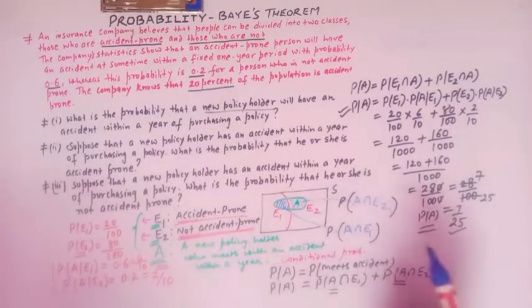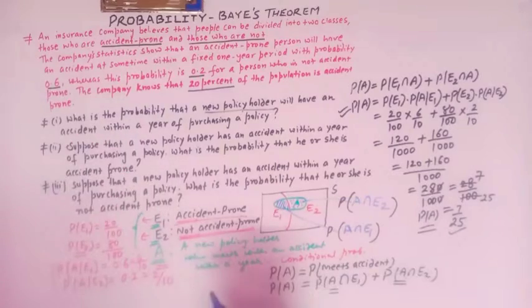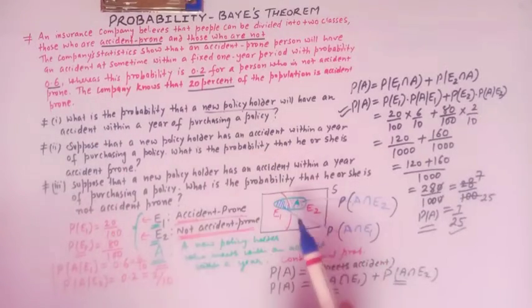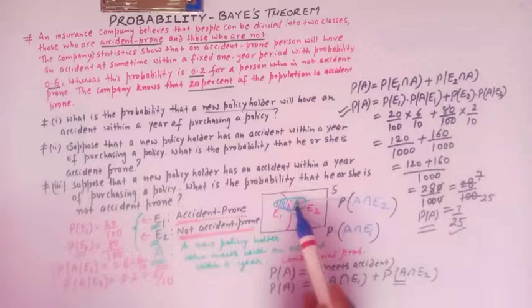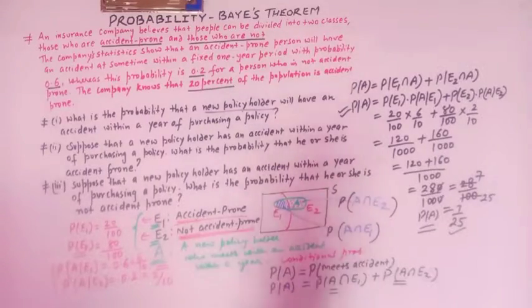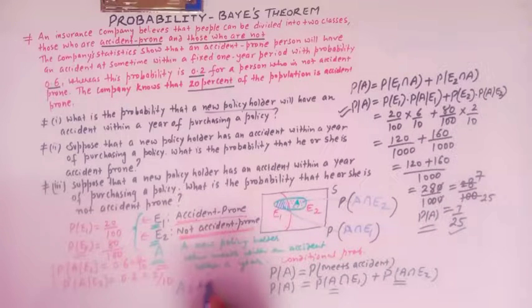So viewers, this is how we solve problem number 1. Let us summarize it. This event A is associated with both E1 and E2, therefore we have to find the total probability. So this event A should be written as A intersection E1 union A intersection E2. So this is the set A.